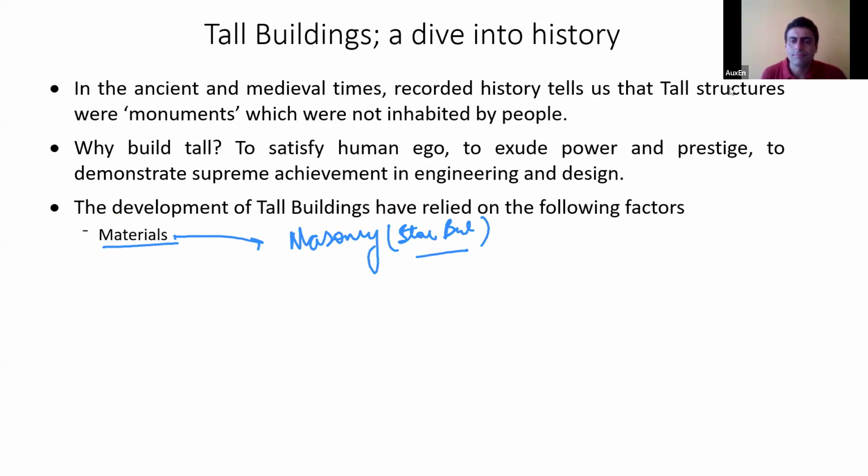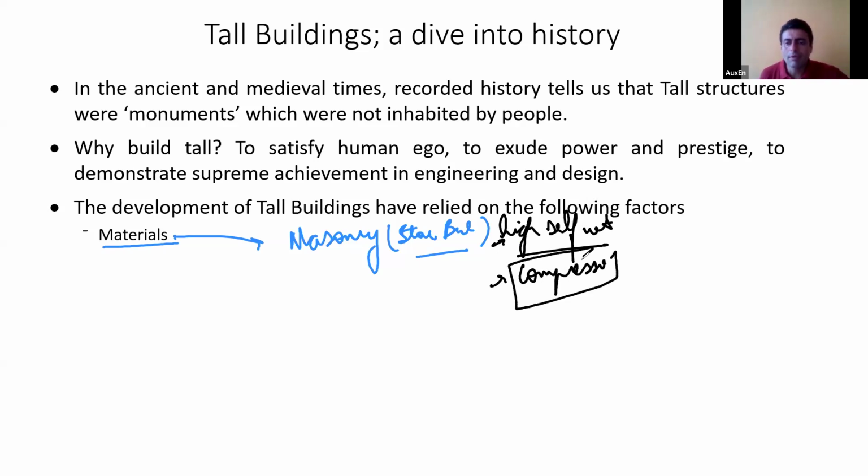Huge load. Yeah, you can say high self weight. High self weight is a problem. What is the other problem with masonry? Masonry can only take which type of loads? Compressive or tensile? So masonry units, unless you reinforce them with a secondary material, can only perform well under compression.